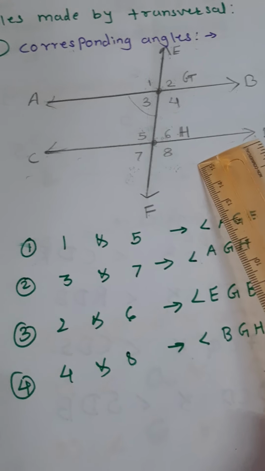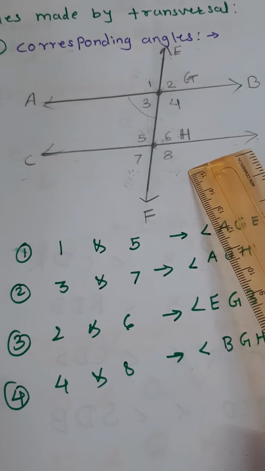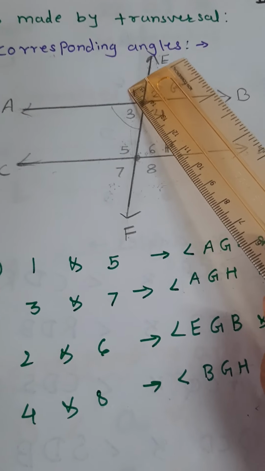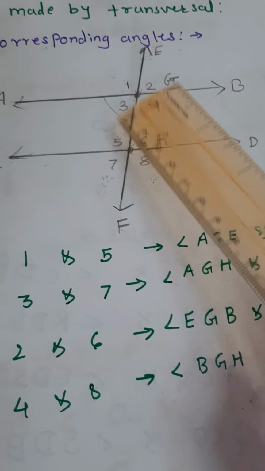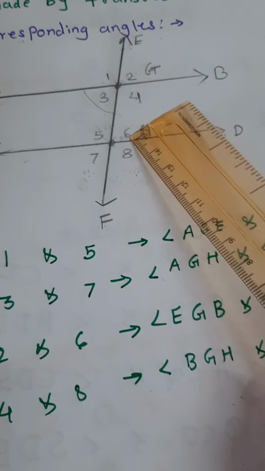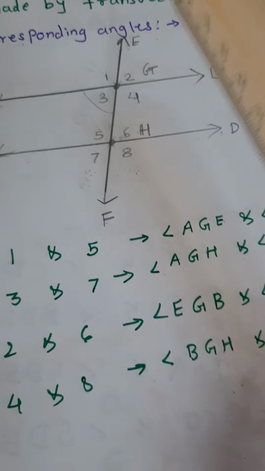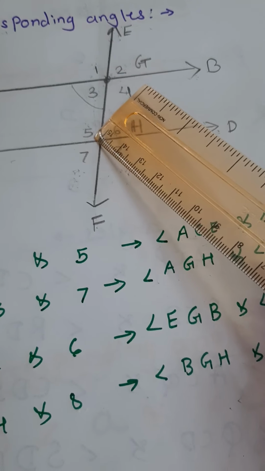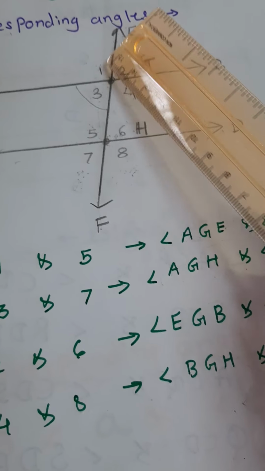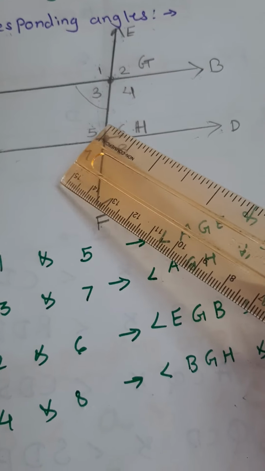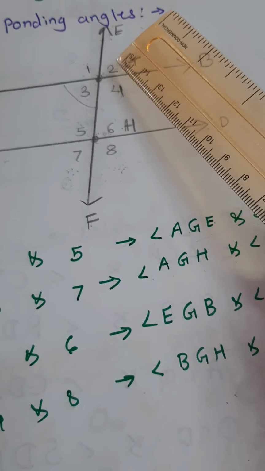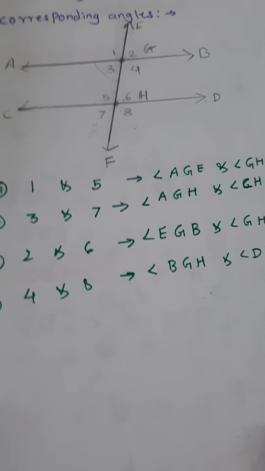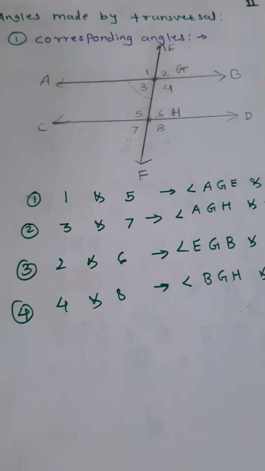Now, there are different types of angles because of the transversal. Look at angle numbers 1 and 5, 3 and 7, similarly 2 and 6, 4 and 8. Leave one angle in the middle and take the next one, angle number 1 and 5. These angles are called corresponding angles. Similarly, angles 3 and 7 are corresponding angles, 2 and 6, 4 and 8. It means there are 4 pairs of corresponding angles.